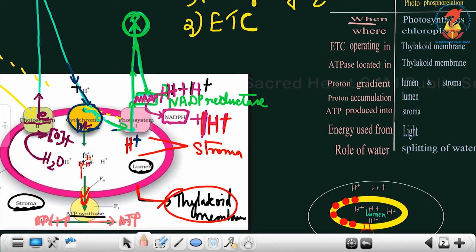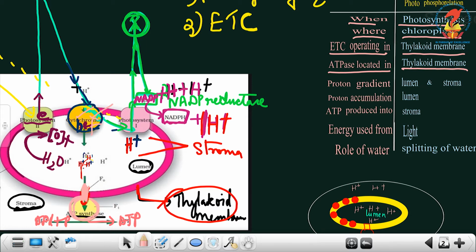you just analyze each and every step. When does this photophosphorylation take place? During photosynthesis. Where does it take place? In the chloroplast. Then where is the ETC operating? We saw it is operating in the thylakoid membrane. See, the cytochrome B and cytochrome F are shown in the thylakoid membrane. Where is the ATPase located? There, see, look at the ATPase in yellow. It is located again in the thylakoid membrane, with the F1 globular head projecting into the stroma.